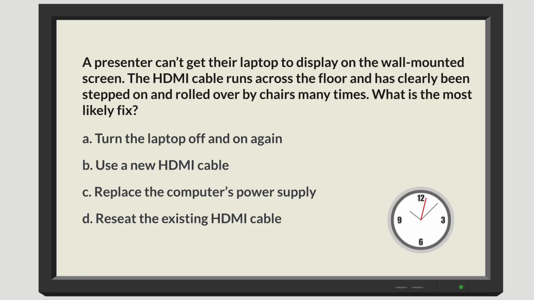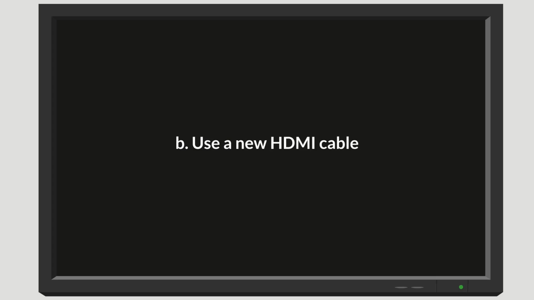A laptop won't mirror to a wall-mounted display. The HDMI cable runs across the floor and has clearly been stepped on many times. What's the most likely fix? Turn the laptop on? Replace the PSU? Reseat the cable? Or use a new HDMI cable? Since the cable is physically damaged, the fix is to use a new HDMI cable.